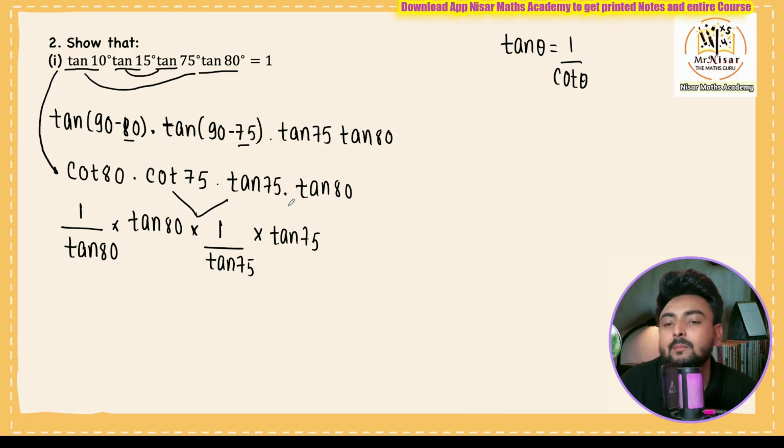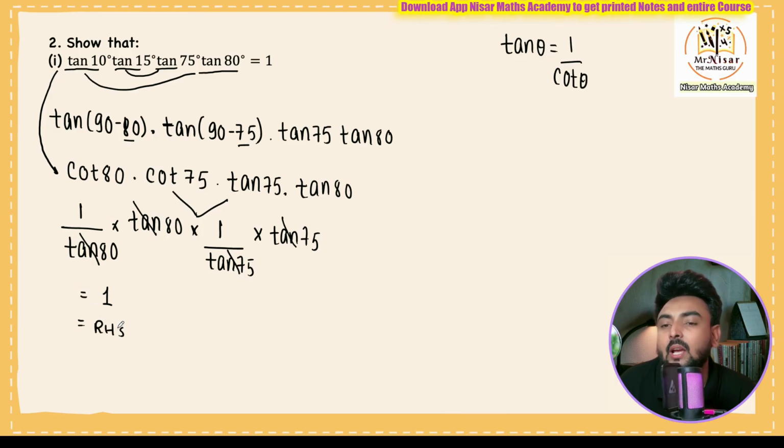I hope it is making sense to you. These both are complementary to each other, so I have converted them, and these both are reciprocal to each other. So I have just taken the reciprocal. That's why tan 80 will get cancelled, tan 75 will get cancelled. So what will remain? 1. So 1 into 1, we are going to get 1, which is equal to your RHS.